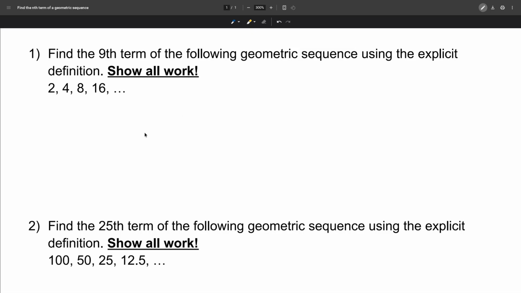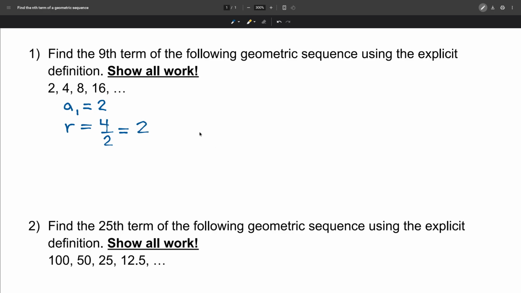So the things we need to know for the explicit definition are the first term. We'll call that a sub 1, and that's going to be equal to 2. We also need to know the common ratio, so what you multiply each term by to get the next term. To figure that out, we can take any term and divide by the previous term. So if we do 4 divided by 2, we get our common ratio of 2.